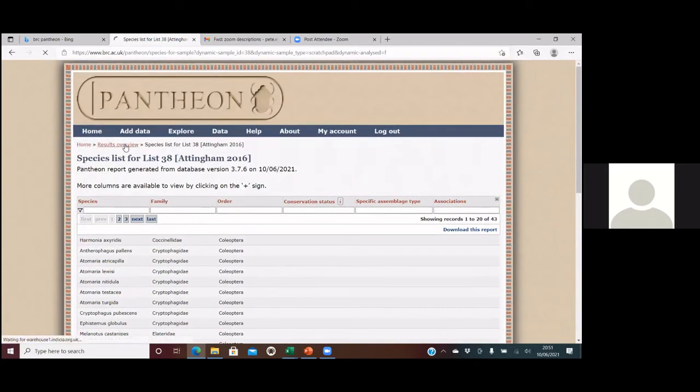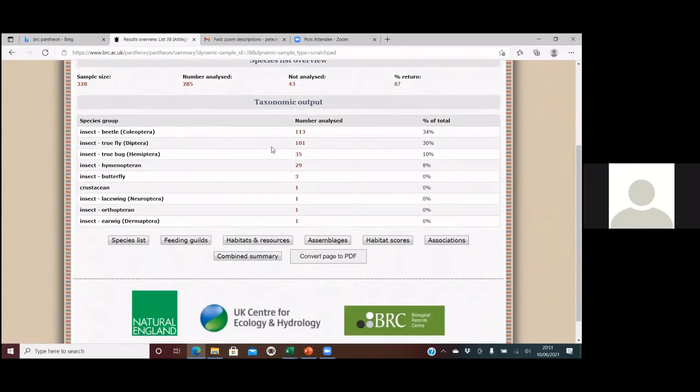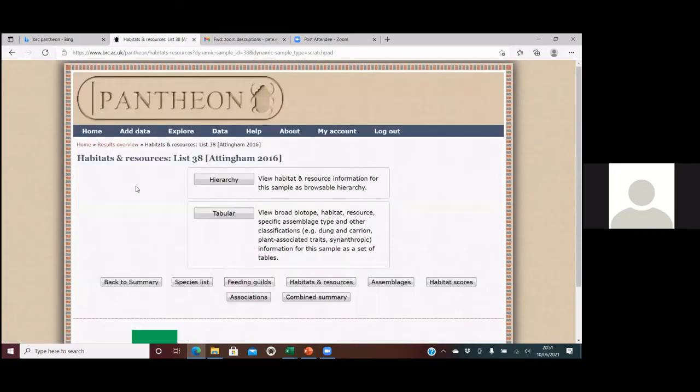So back to the results overview, and again, same sort of thing. 113 species of beetles, 101 species of flies, 35 species of true bug, 29 species of bees and wasps, and we can go on any of those and look up what they are. We can download them. We can have a play with them. But what I want to show you is these hierarchy and tabular tables, because I think they're quite fun and they tell us some interesting information.